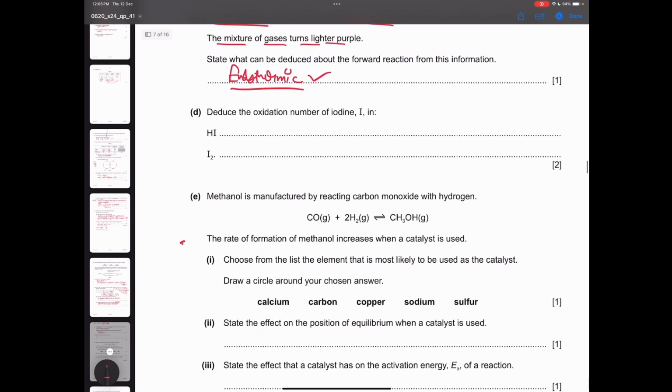Deduce the oxidation number of iodine I in HI. We know that H is plus 1, iodine, let's keep it as X, is equals to 0. The total charge is 0. So X will be negative 1. Alright. Now this iodine is present in elemental form. In elemental form, the oxidation state is always 0. So you just need to mention 0.